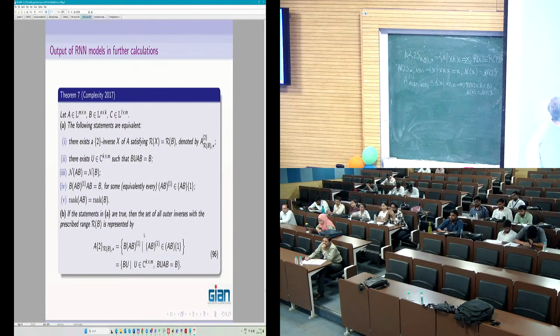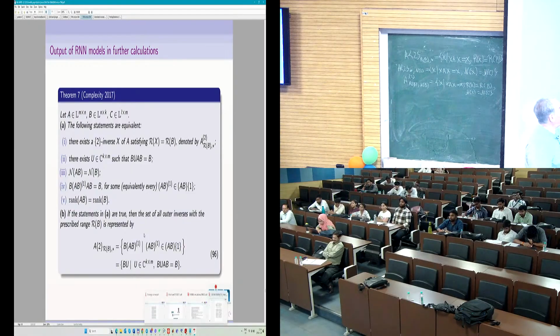Here one includes the set of conditions 4 and 5 for B: BA, B1, AB is equal to B. Part of the proof.